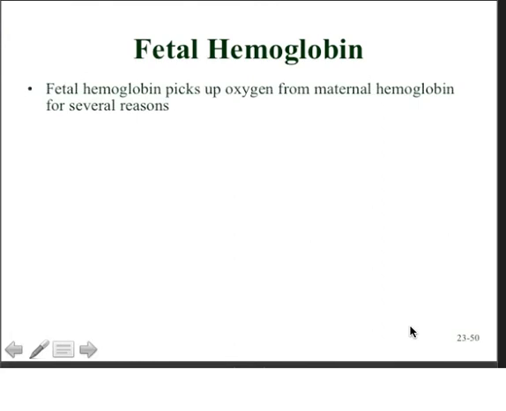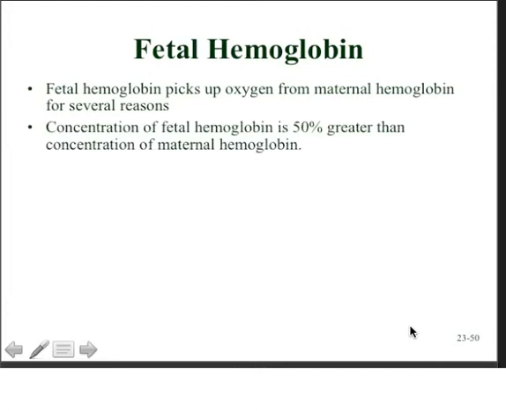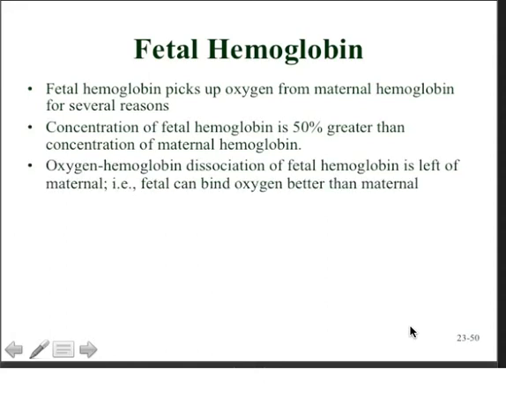Now, before we're born, we have a challenge, which is that we have to steal oxygen from maternal blood. And we do this as a result of the expression of a gene called fetal hemoglobin, which picks up oxygen from maternal blood. It has a higher affinity for oxygen than either the alpha or beta chains of adult hemoglobin. The concentration of fetal hemoglobin is 50% greater than the concentration of maternal hemoglobin.